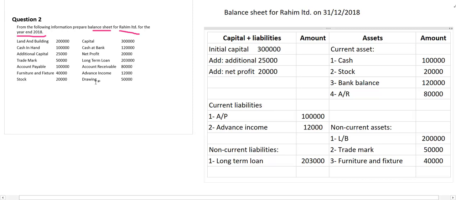Next one is drawing. We have to record the drawing. Drawing should be recorded on the side, and it should be adjusted with the capital. But of course, we should minus this one from there, right? Less what? Less drawing.